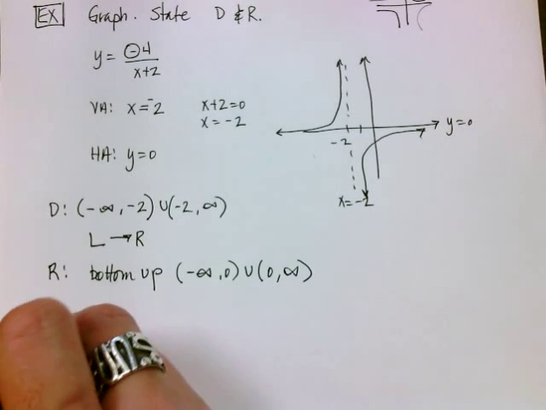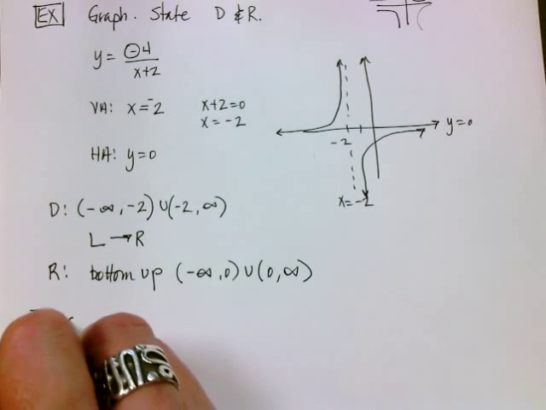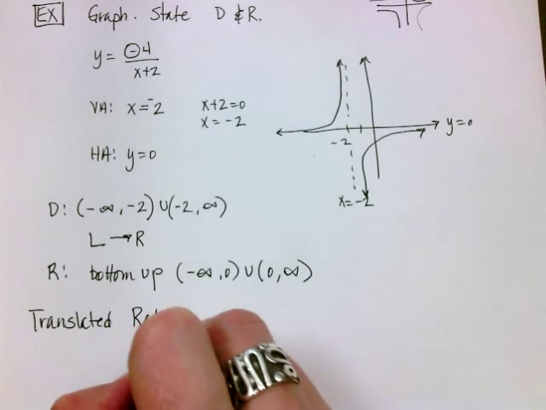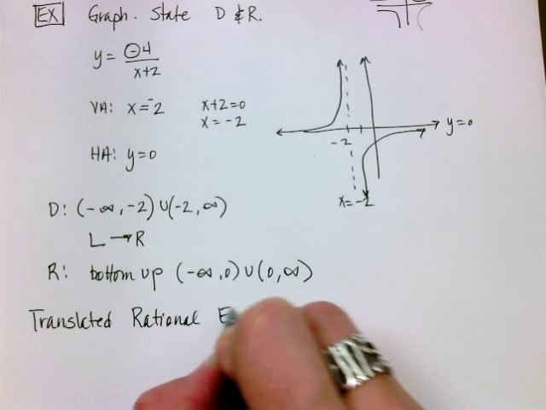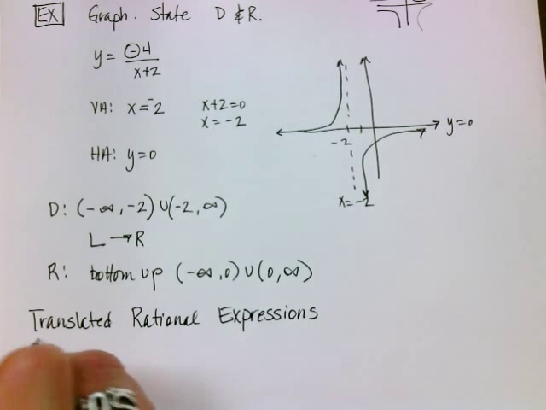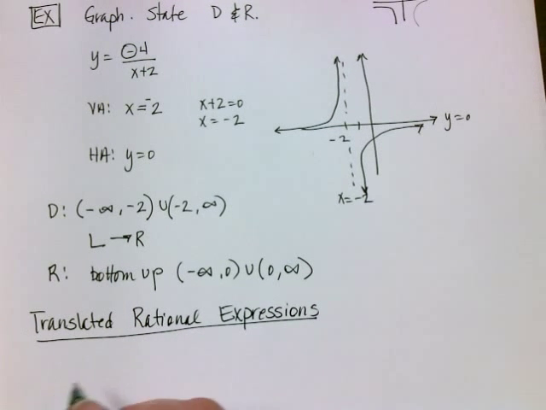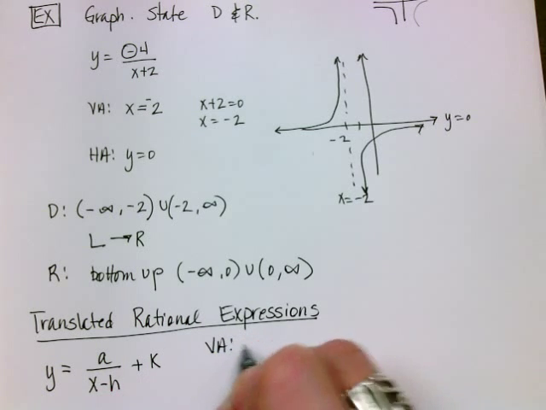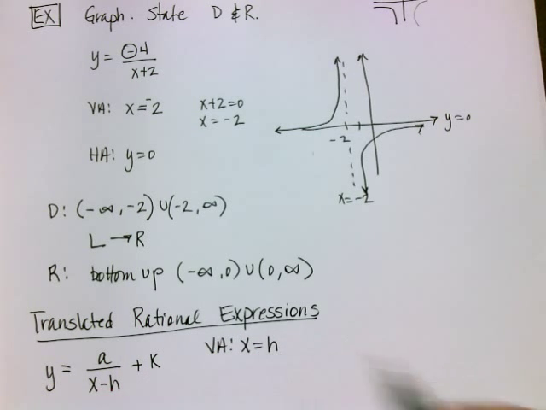All right, let me just give you a generic set of formulas for our translated rational expressions, because we're going to start off with them fairly simple. They get more entertaining as we go, but we're going to start off pretty simple. So I'm going to have the generic equation a over x minus h plus k. My vertical asymptote is going to be x is equal to h.